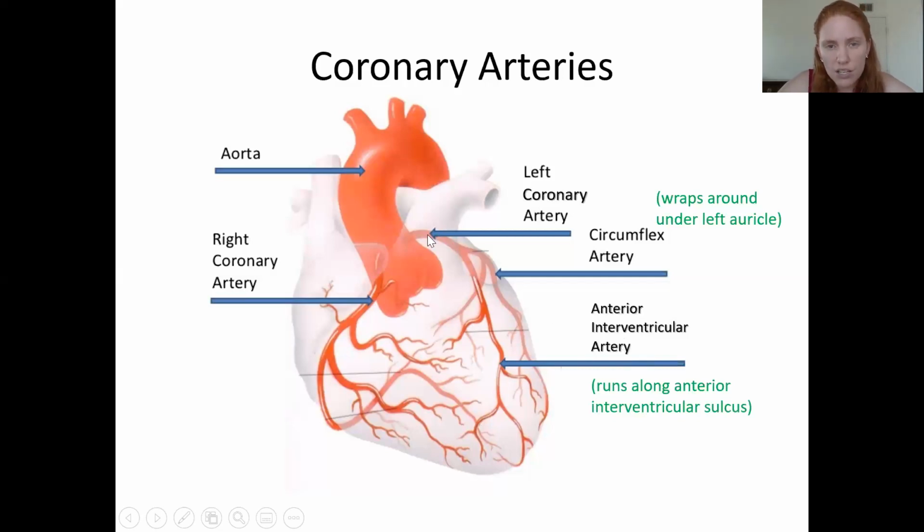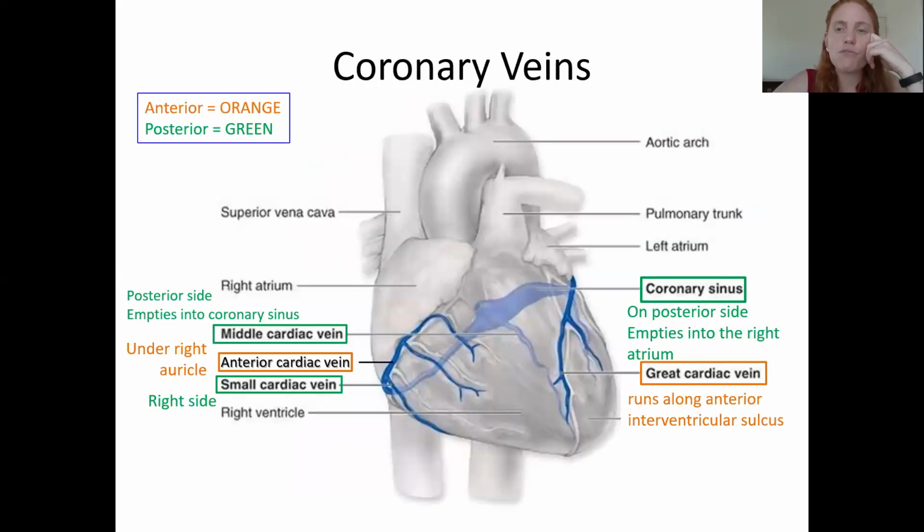And then continuing, here's the left coronary artery again, continuing on the back side, you're going to have the circumflex artery. Circumflex as in circumference, as in wraps around. Okay. Now for the veins, this picture is a little bit complicated, so let me explain it to you. If it's in orange, that means it's found on the front of the heart, the anterior side. If it's in green, it's found on the posterior side.